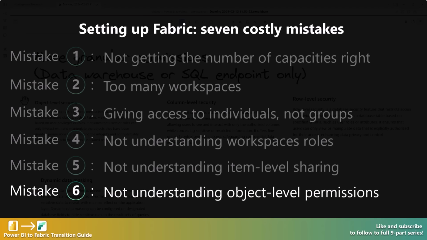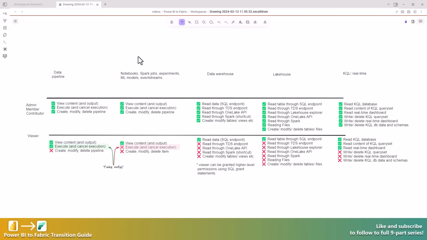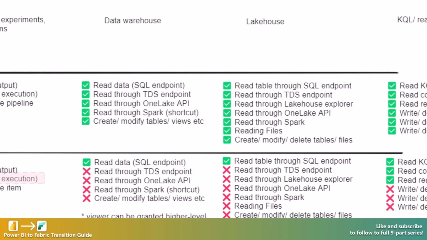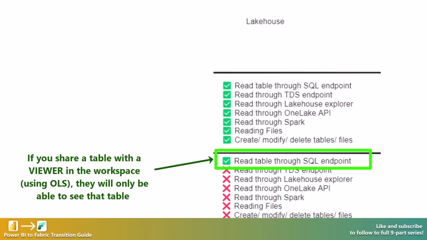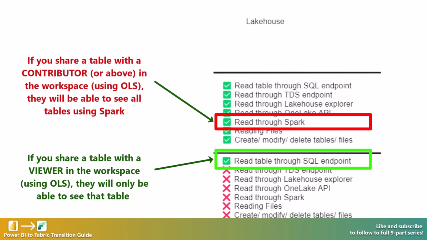But using Spark, these object level permissions are not really respected. It's all or nothing. So if we go back to this diagram that we looked at before, we remember that a viewer in a workspace can only access the SQL endpoint of a lakehouse. And so if you share at an object level with a viewer in a workspace, the object level permissions will be respected. But as soon as you give them contributor or above, they will be able to access the lakehouse tables using Spark. And these object level permissions will mean nothing. So that's something to be careful of.